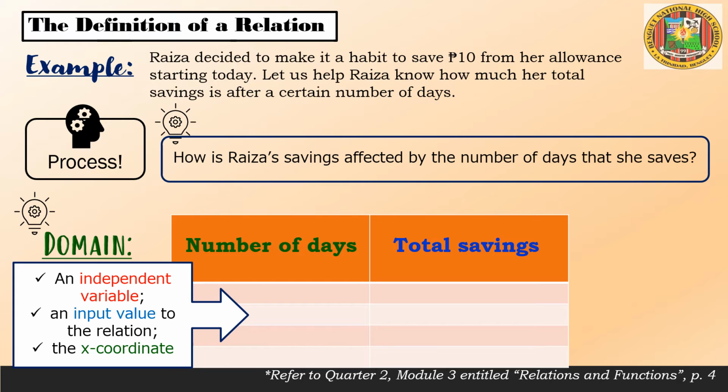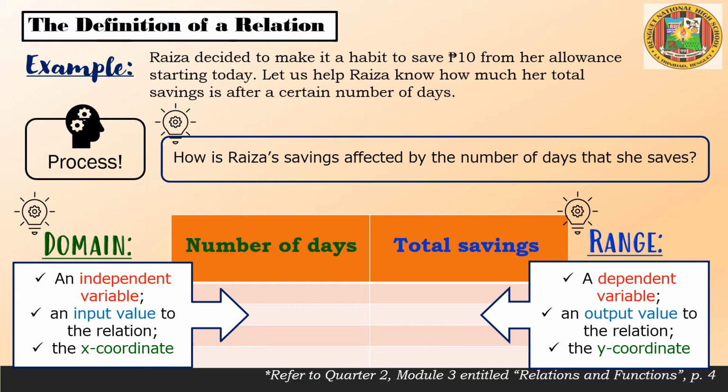In the second column, you write the values of the range, which represents the values of the dependent variable in the situation. These are the output values in the equation that represents the relation, or simply, they are the y-coordinates in the ordered pairs.